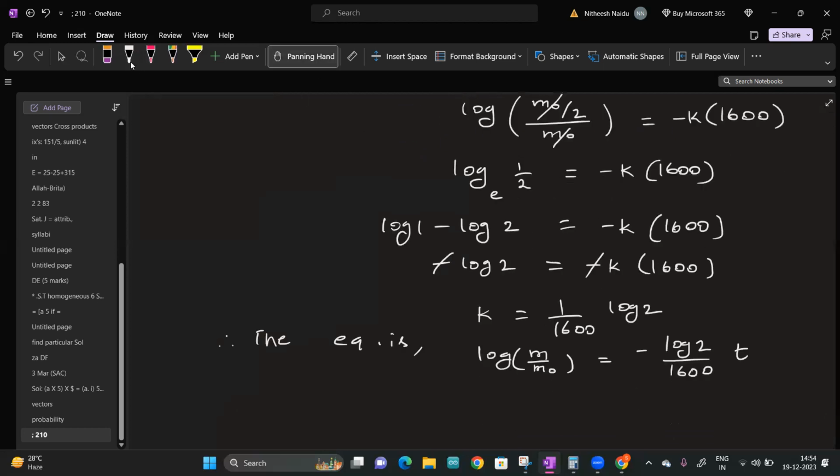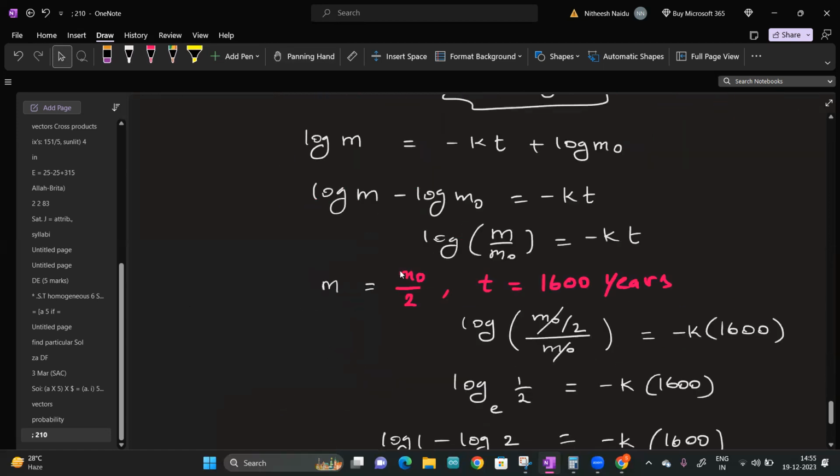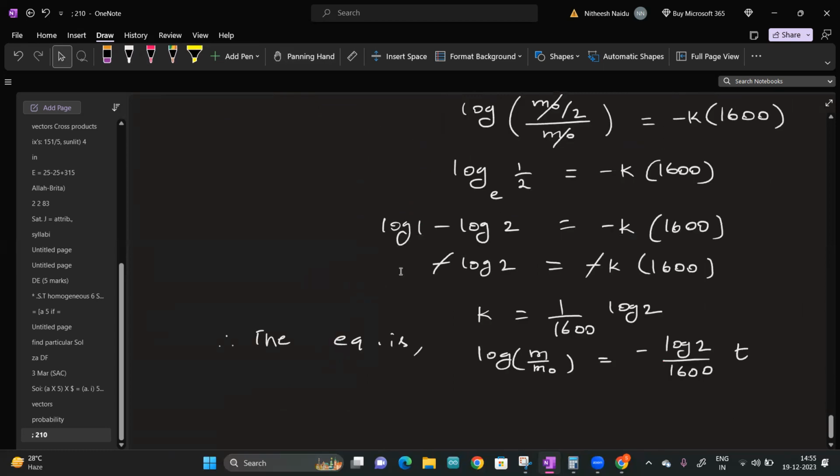From this final equation, we will check the question one more time. According to that, we will decide the time period. He asked what percentage of the substance remains after 10 years. After 10 years, what will that substance be? So write down.